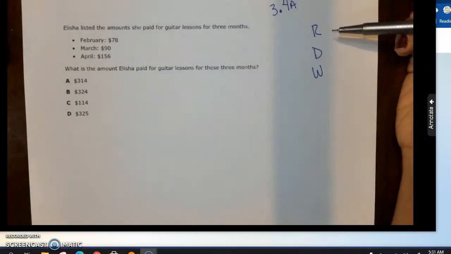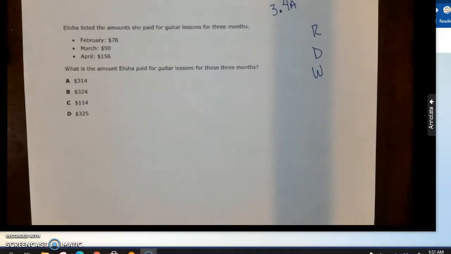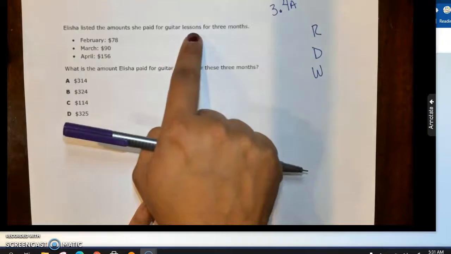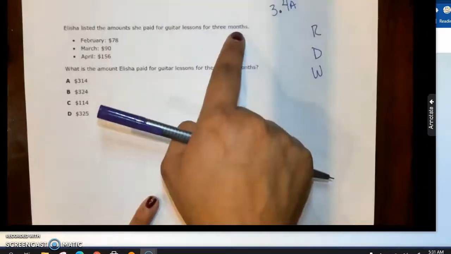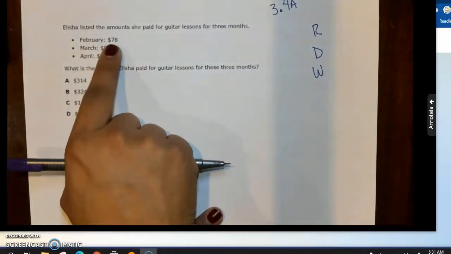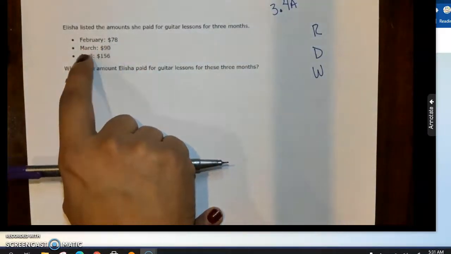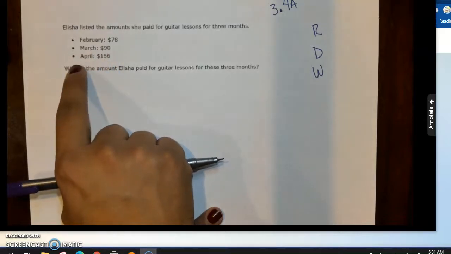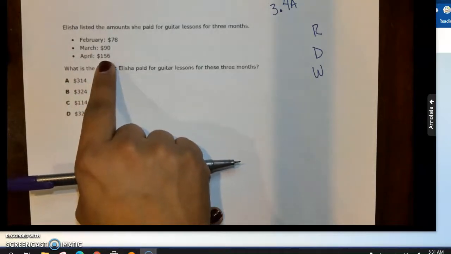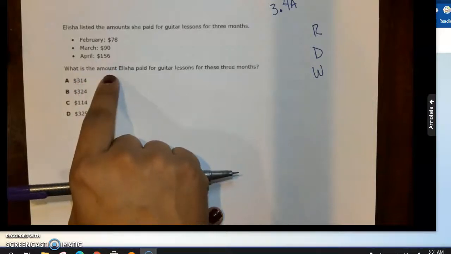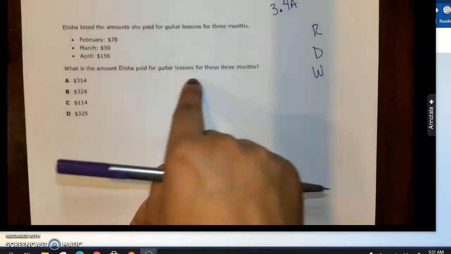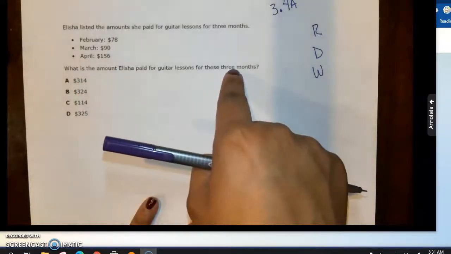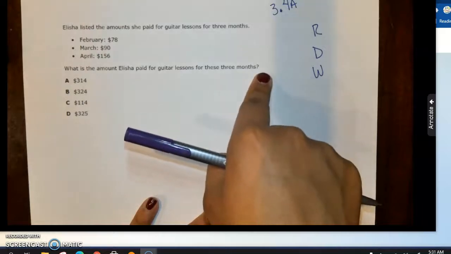So here we go. Alicia listed the amount she paid for guitar lessons for 3 months. In February, she paid $78. In March, she paid $90. And in April, she paid $156. What is the amount Alicia paid for the guitar lessons for these 3 months?